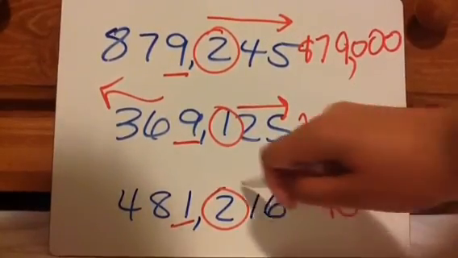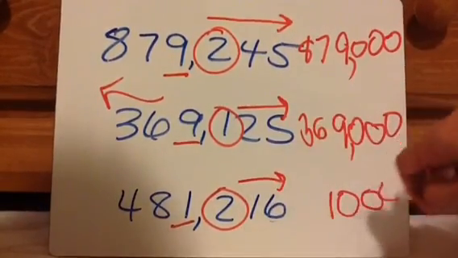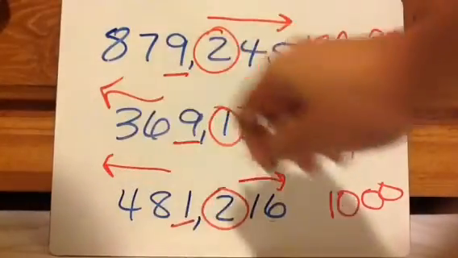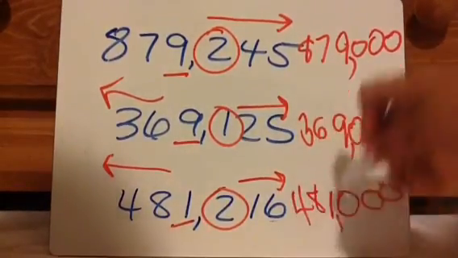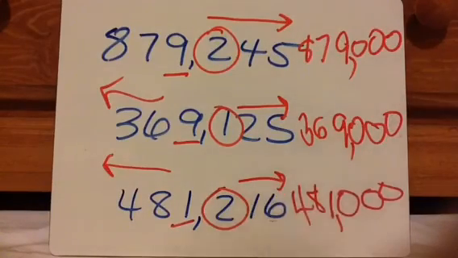We have 12 here. 12 is closer to 10. Everything to the right becomes zeros. Everything to the left stays the same. So 481,000. So I hope you have a better understanding of how to round to any place value. If you're still unsure about things, you can always go back to the beginning of the video and review the rules again.